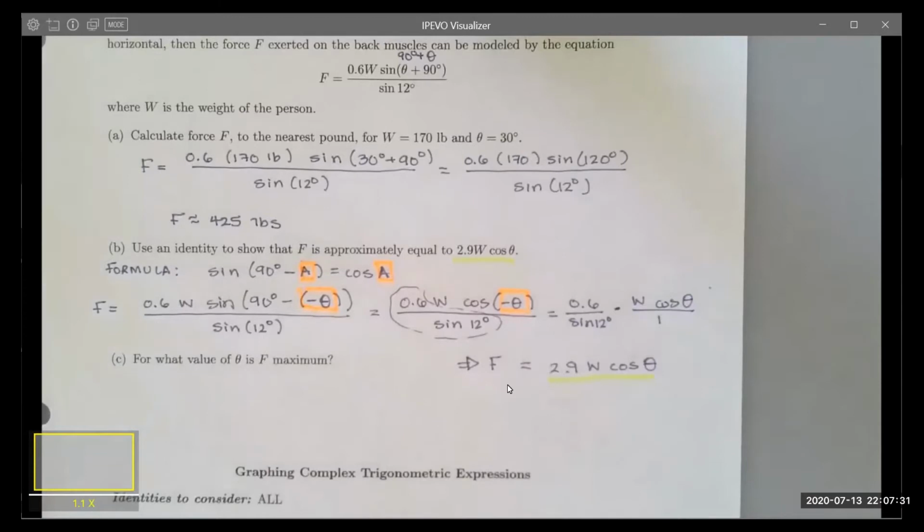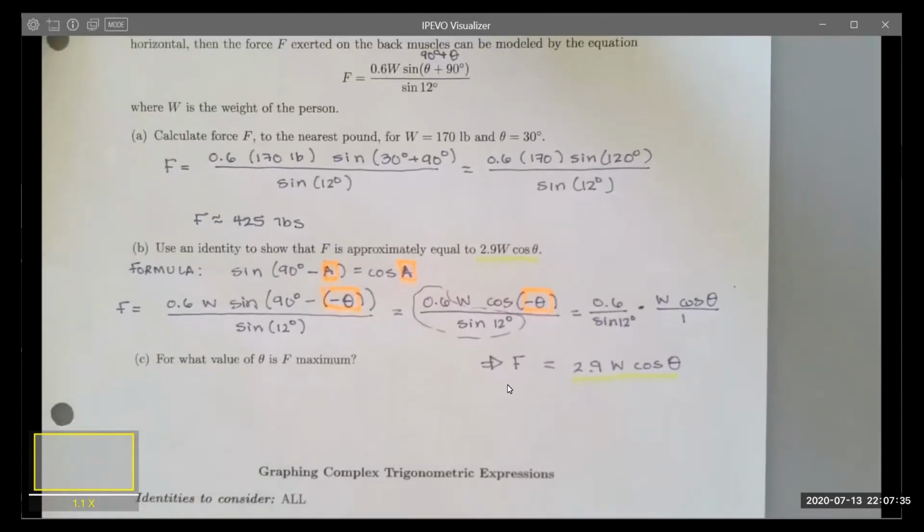Now part C is asking the question, for what value of theta is F maximum? Meaning, when are we going to feel the most force on our back muscles as we are bending over at the waist? So just intuitively, if you try bending over, you're going to feel the most force when your back is horizontal to the ground, right?